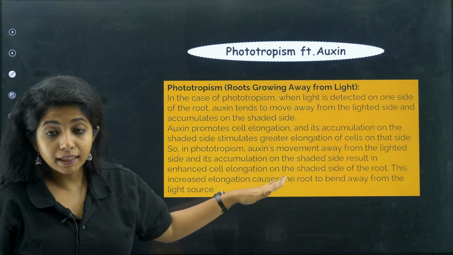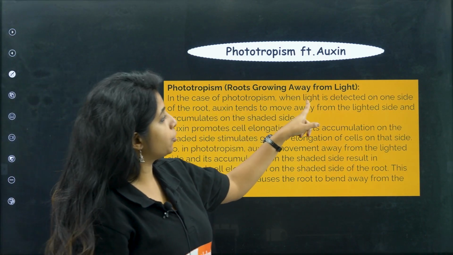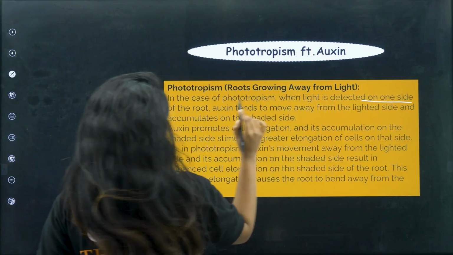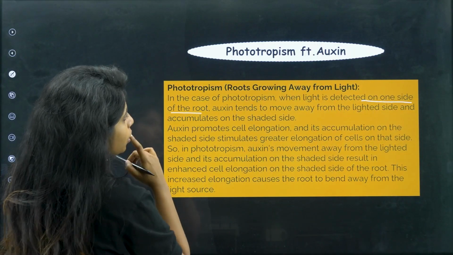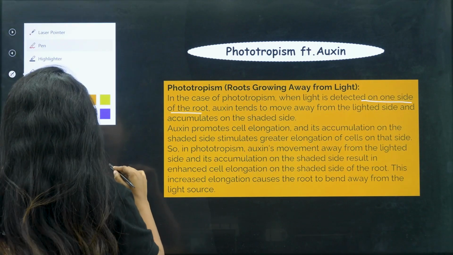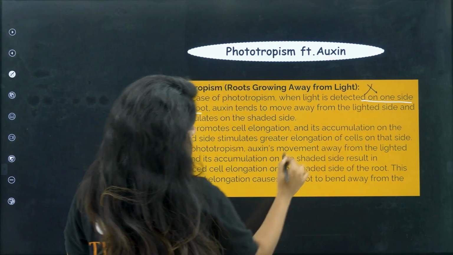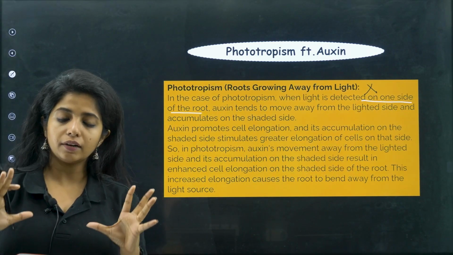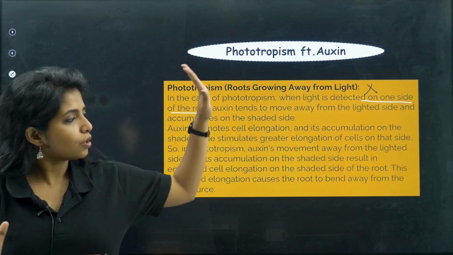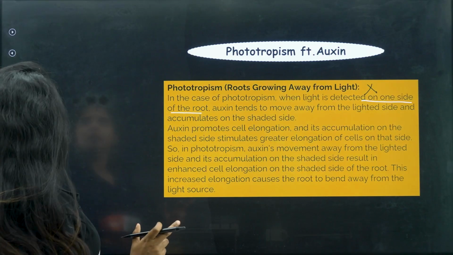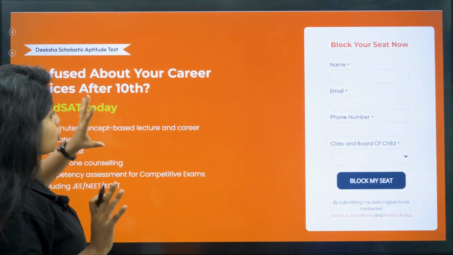So how can you write the answer if it comes? In the case of phototropism, when the light is detected on one side of the root, this is about root. So root thing, I won't suggest you to study that as of now because they usually ask about shoot. That would be more than enough. So let's drop it. It is not important for you. Let's not go through it.